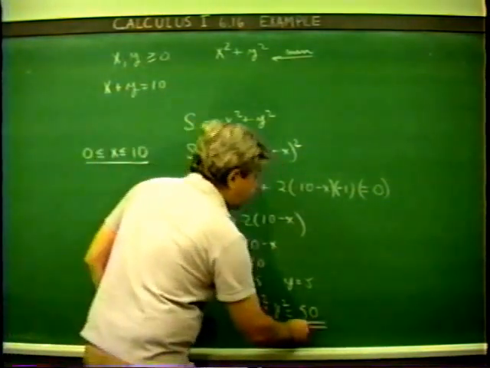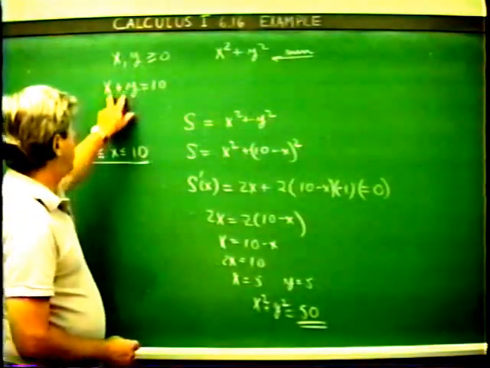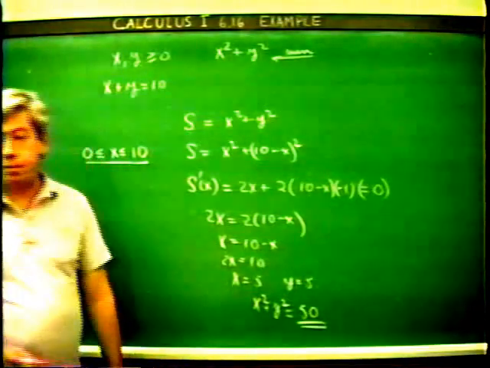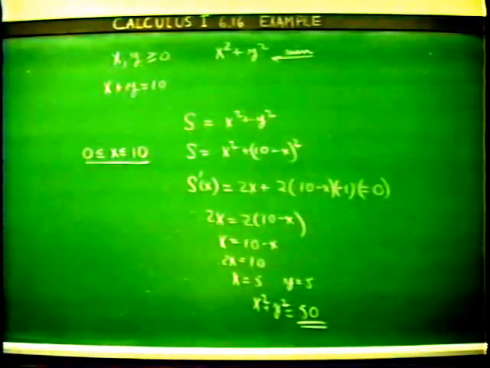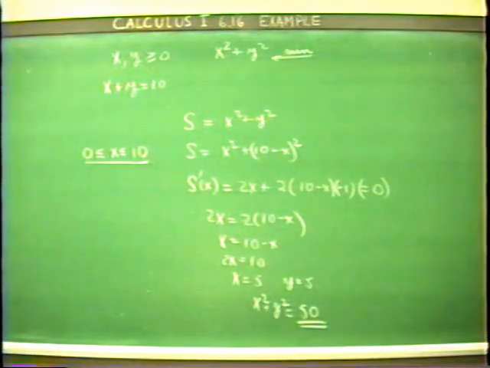Right? At the end points here, when x is equal to 0, or when x is equal to 10, x squared plus y squared is 100. So here's the minimum value here then. Namely, the minimum value occurs when x is half of 10, or 5.